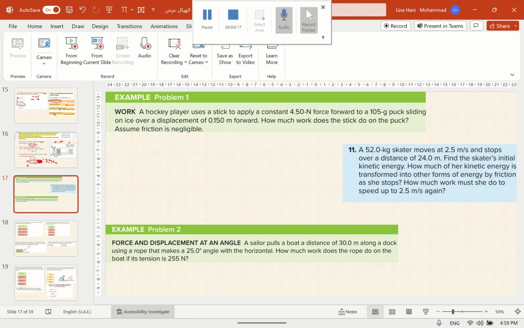Example problem 1. A hockey player uses a stick to apply a constant 4.5 newton force, so this is the force, obviously, forward to a 105-gram puck. Here he gave me the mass for some reason. Maybe we need it, maybe we don't. Let's see. Sliding on ice over a displacement of 0.15 meters, so this is the displacement, D. How much work does the stick do on the puck? Assume friction is negligible, so that means there's no friction.